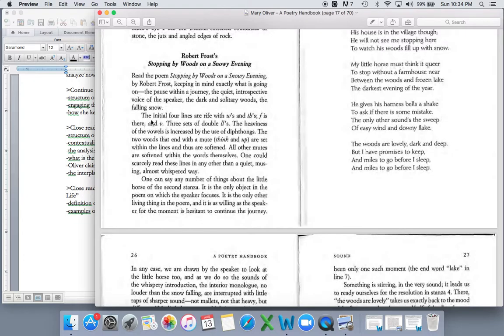She says, "The initial 4 lines are rife with W's and TH's, F is there and V, 3 sets of double L's. The heaviness of the vowels is increased by the use of diphthong. The 2 words that end with a mute, think and up, are set within the line and thus are softened. All other mutes are softened within the words themselves. One could scarcely read these lines in any other than a quiet, musing, almost whispered way."